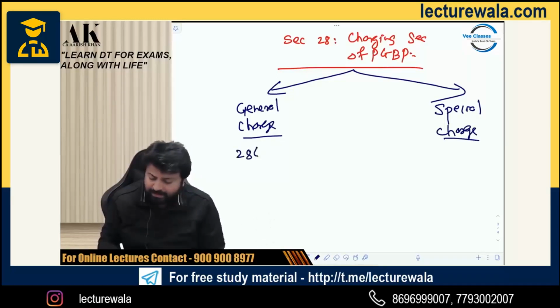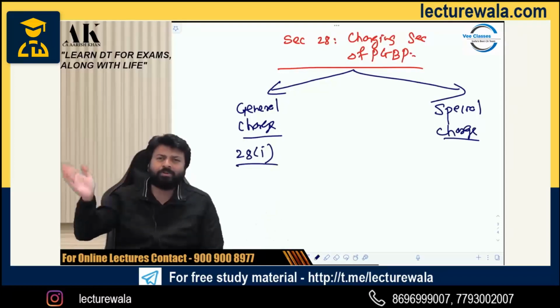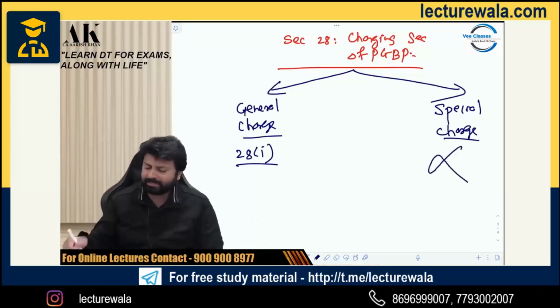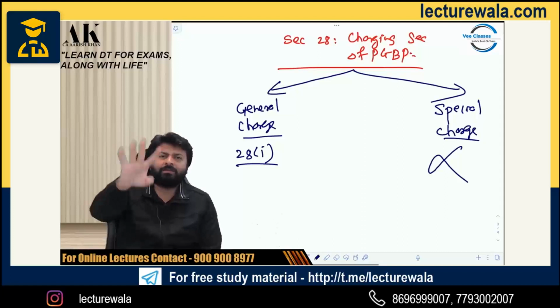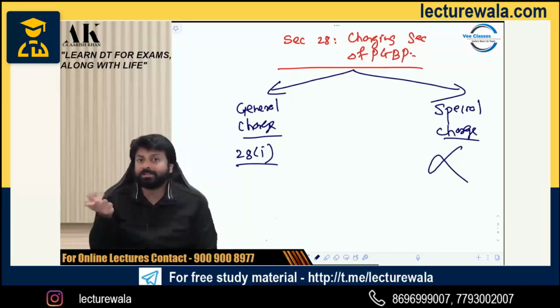General charge is given in section 28(1), and special charge is given in section 28(2), (3), (4), (5), (5A), (6), etc. We are not interested in that, but I'll just explain the difference between the two. General charge gives you certain conditions. You have to fulfill them, and your income will be covered under PGBP. But if you do not fulfill those conditions, then you cannot come under PGBP.